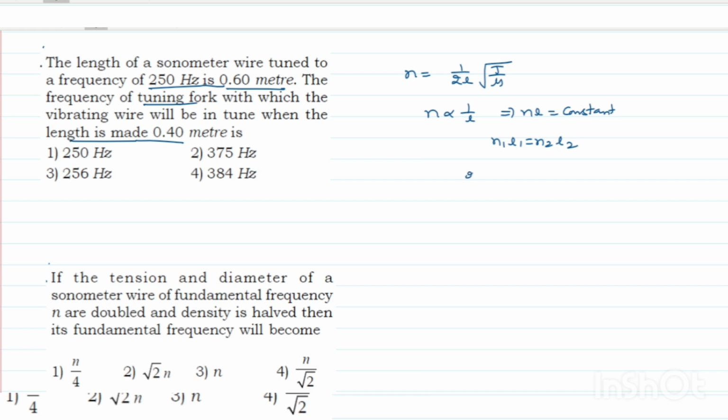Initial frequency is given as 250 Hz. Initial length is given as 0.6 meter, and we need to calculate the final frequency for the length of 0.4 meter. Then N2 equals 250 into 0.6 by 0.4. This is 3 by 2, so 125 into 3 gives 375 Hz. So 375 Hz is the correct answer.